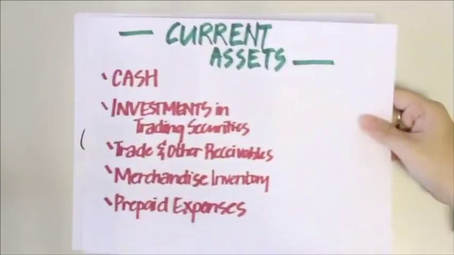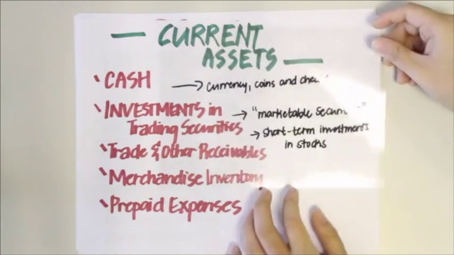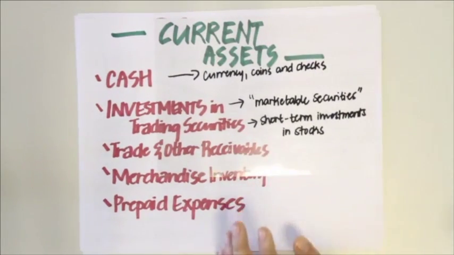So let's look closely at current assets. Again, it is comprised of your cash, investments in trading securities, trade and other receivables, merchandise inventory, and your prepaid expenses. So first up is your cash. This is quite self-explanatory since I think everyone has at least seen cash. But formally defined, cash is composed of the currency, coins, and checks of a business invested or received from its customers, either deposited into the bank or not.